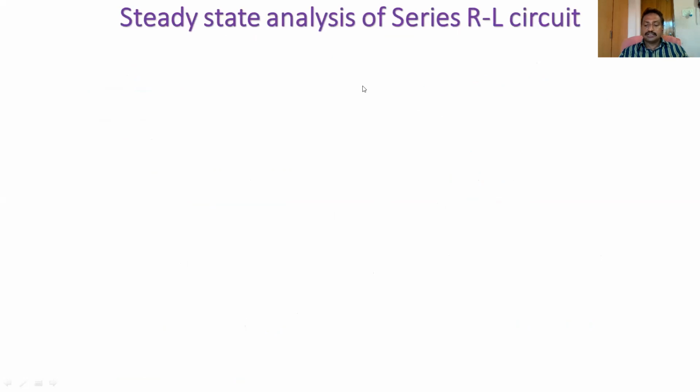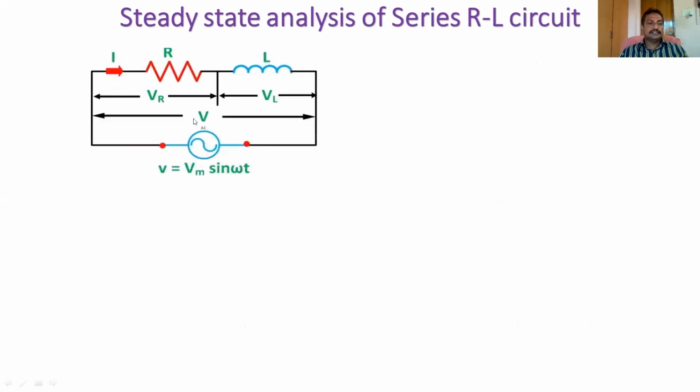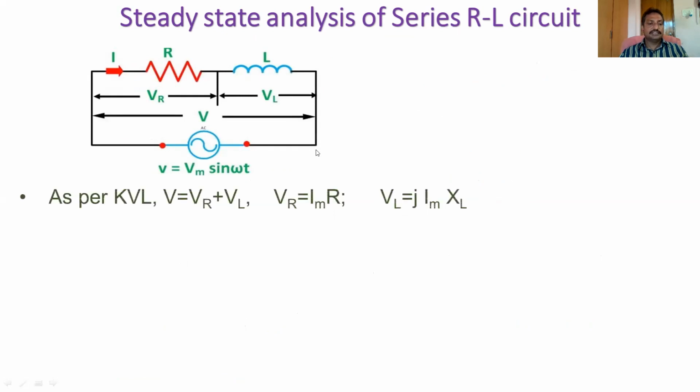Next, analysis of RL circuit. Here you see that R and L are connected in series. We apply KVL. When we apply KVL, V is equal to VR plus VL. VR is equal to Im into R, VL is equal to J into Im into XL. We substitute these two parameters. Therefore, V is equal to Im into R plus J into Im into XL. Im is taken as the common factor. Im into R plus JXL, where R plus JXL is called the impedance.